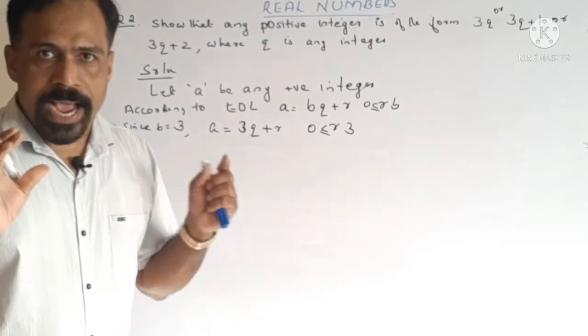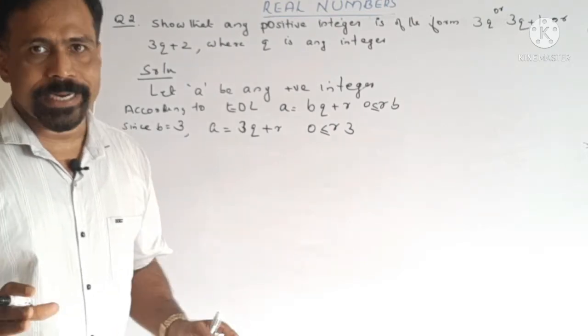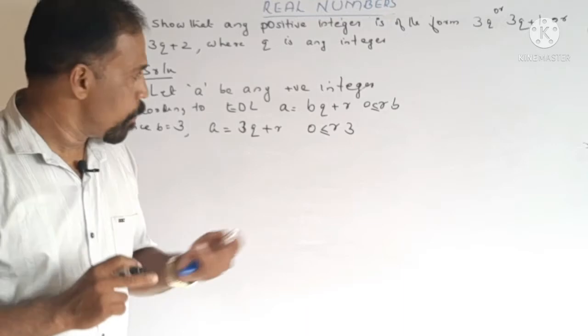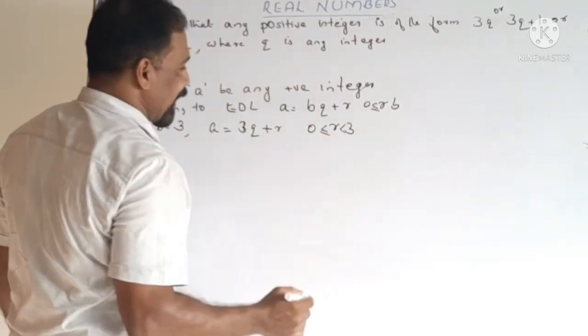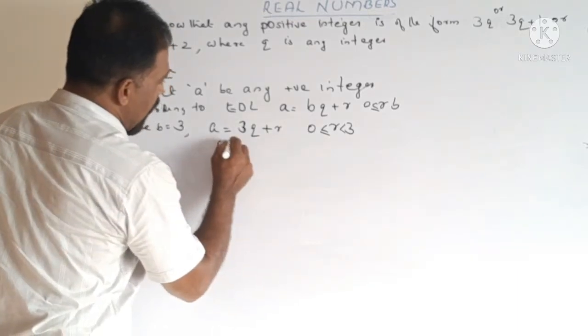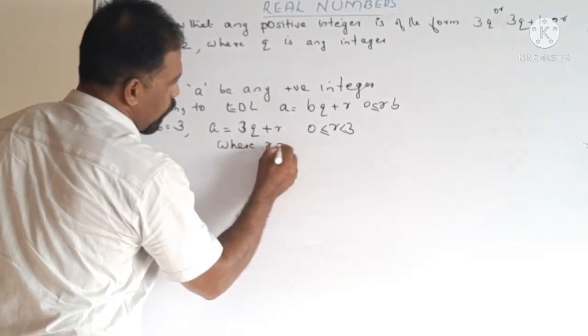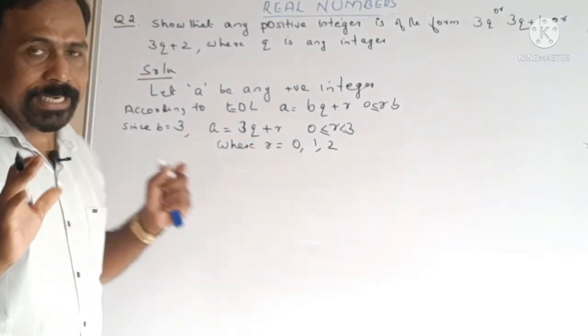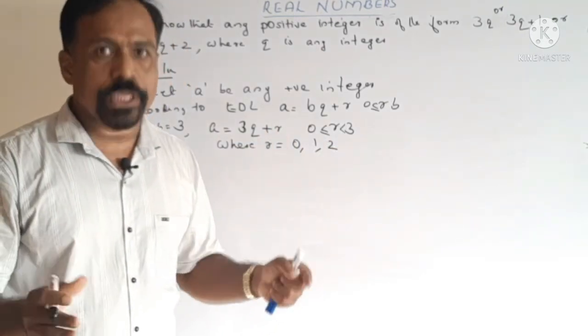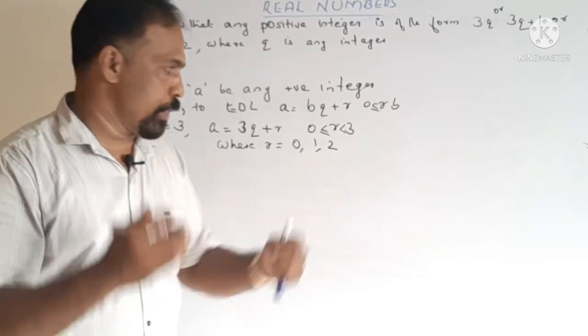Now r, that is the remainder, can take either 0, 1 or 2. So there are three cases where r is equal to 0, 1 or 2. It can't take the value of 3 because it should be lesser than the divisor.